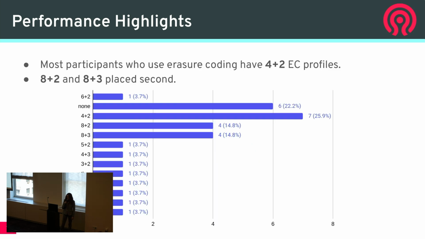We also asked if people use erasure coding, what's your EC profile? Most participants use 4+2 EC profiles, and in second place we had 8+2 and 8+3.